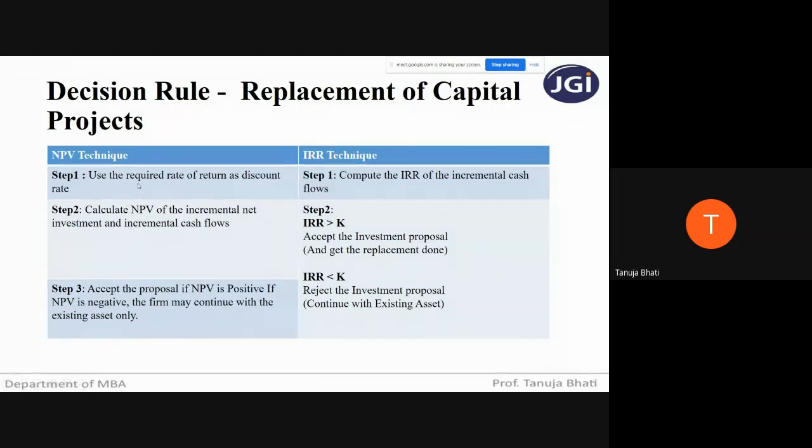So whenever he is using the NPV technique, you have to find out the NPV of only the incremental cash inflows. Incremental is over and above. If the NPV is positive, accept it; if negative, reject it.